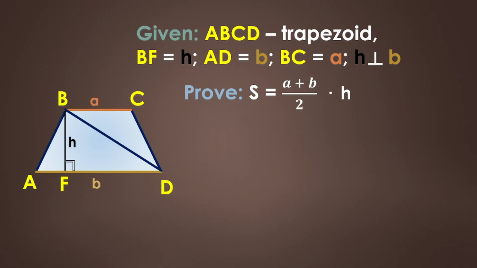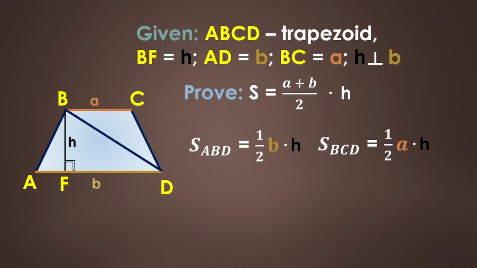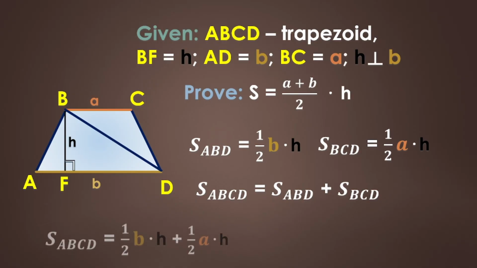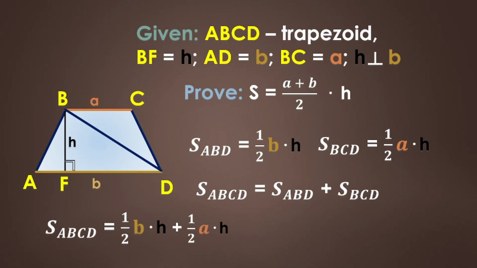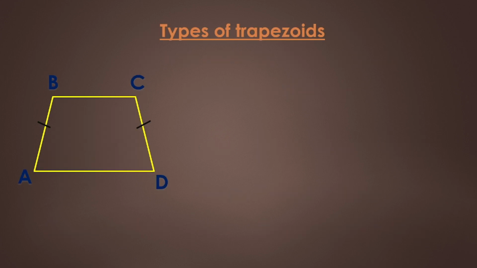Let's take the triangle ABD. We know that we can find the area of a triangle using the formula half the product of the height by the side to which it is adjacent. So the area of the triangle ABD is 1/2 B times H. The area of the triangle BCD is half the product of A by H. Then we know that the sum of the areas of these triangles forms the area of the trapezoid ABCD. Therefore, we add these two areas, and after we take H divided by 2 out of the brackets, we get what we were asked for. The formula is proven. What types of trapezoids exist?